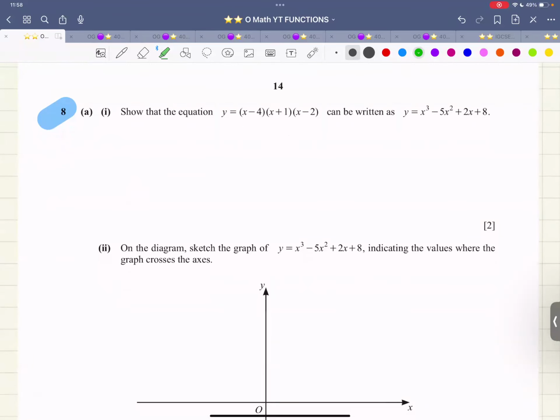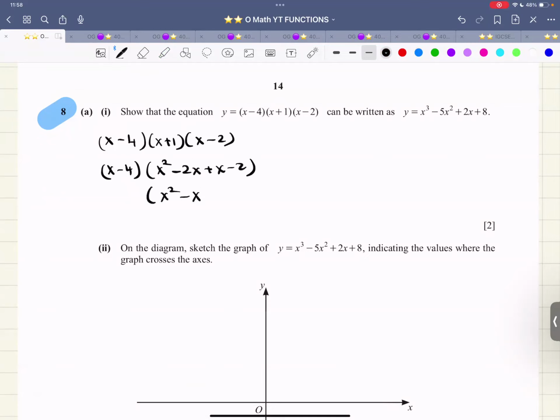Show that the equation can be written in this form. Now this is again expansion. Let me do it again. x minus 4, and this is x plus 1, x minus 2. Therefore, this is x minus 4 into x squared minus 2x plus x minus 2. That is x squared minus x minus 2 into x minus 4. Again, multiply: x into x squared is x cubed, minus x squared, minus 2x, minus 4x squared, plus 4x, plus 8. If I add it up, what do I get?